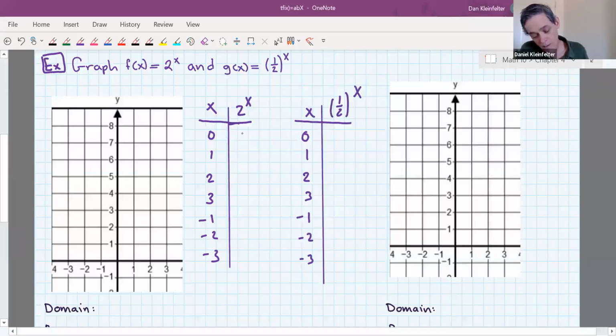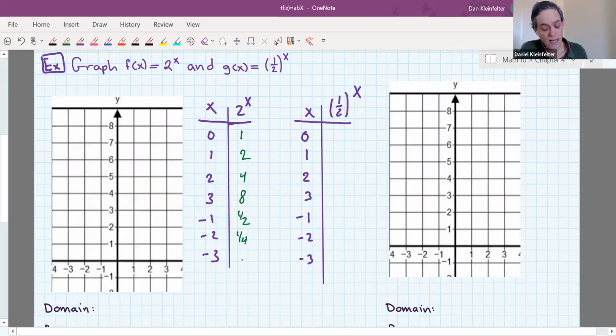So 2 to the 0 power is 1, 2 to the first power is 2, 2 squared is 4. Okay, easy enough. We're multiplying by 2. 2 cubed is 8. Okay, 2 to the minus 1 power is a half. 2 to the negative 2 power is 1/4. And 2 to the negative 3 power is 1/8.